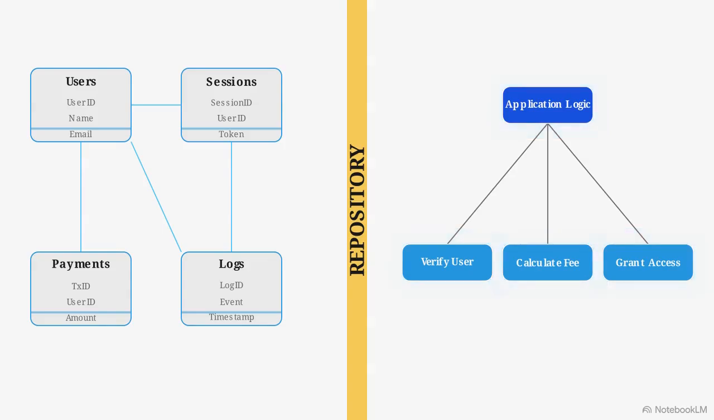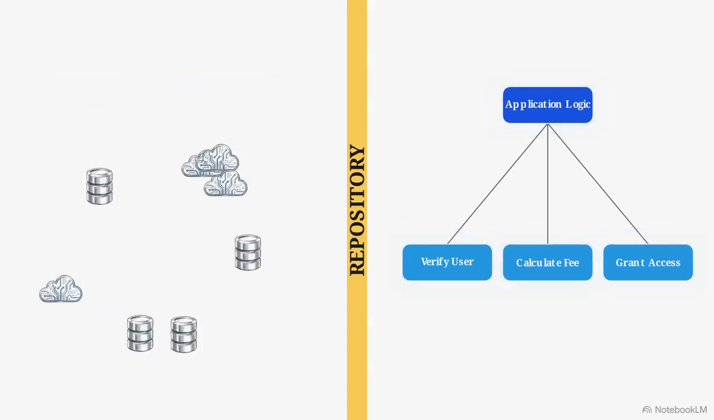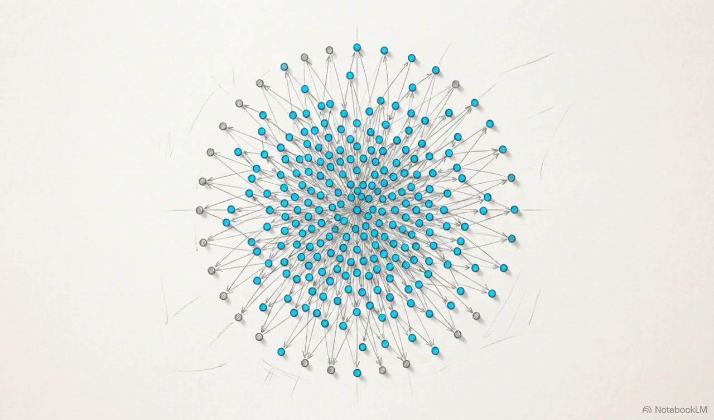This separates the core business logic from the specific details of the database implementation. The repository acts as an intermediary, ensuring that changes to the database layer do not require the entire application's core logic to be rewritten. For the highest levels of scale, developers move towards a microservices architecture.